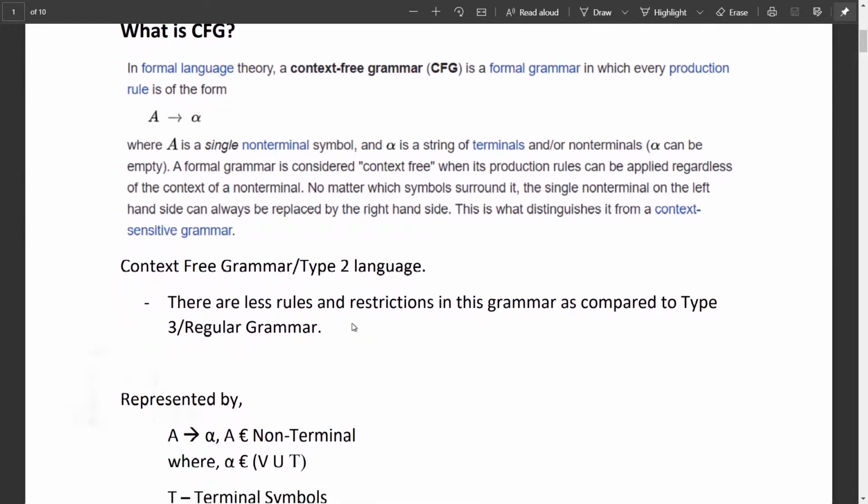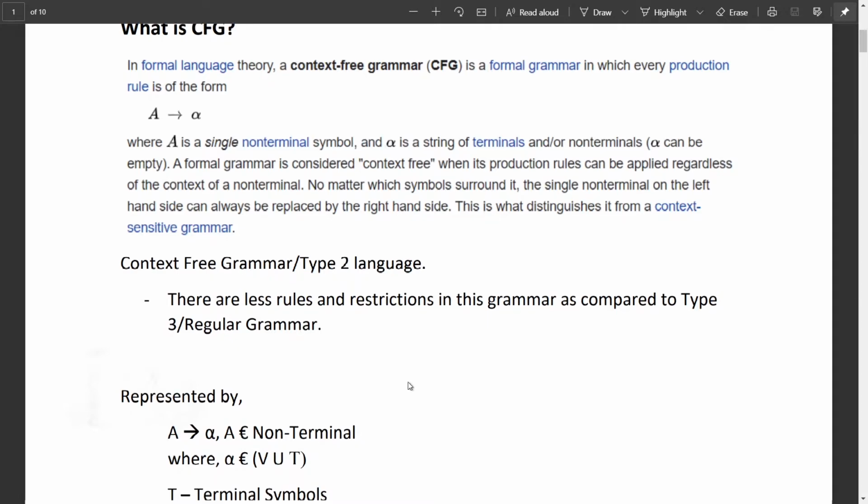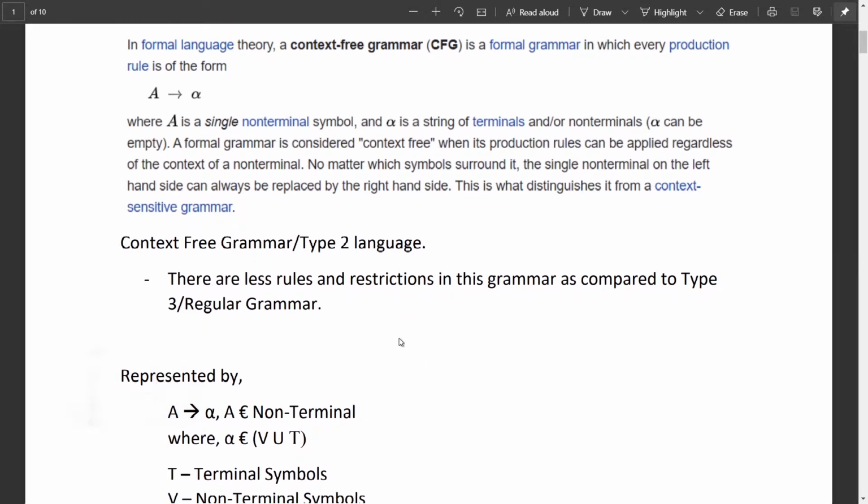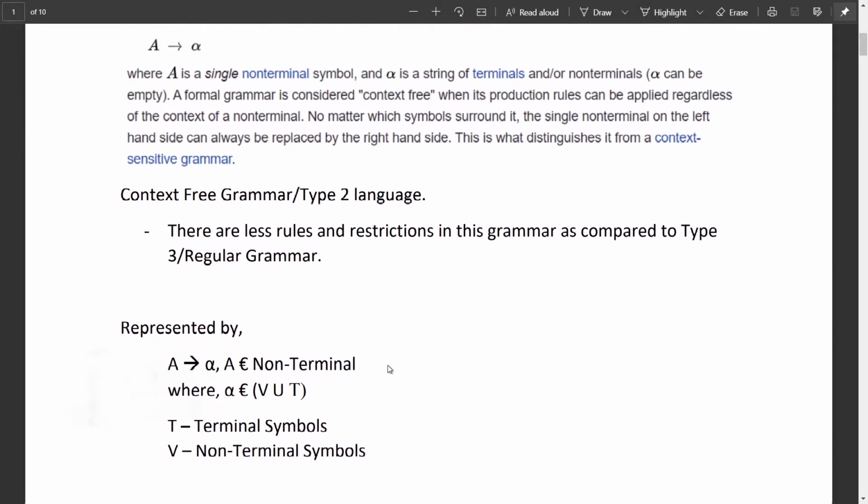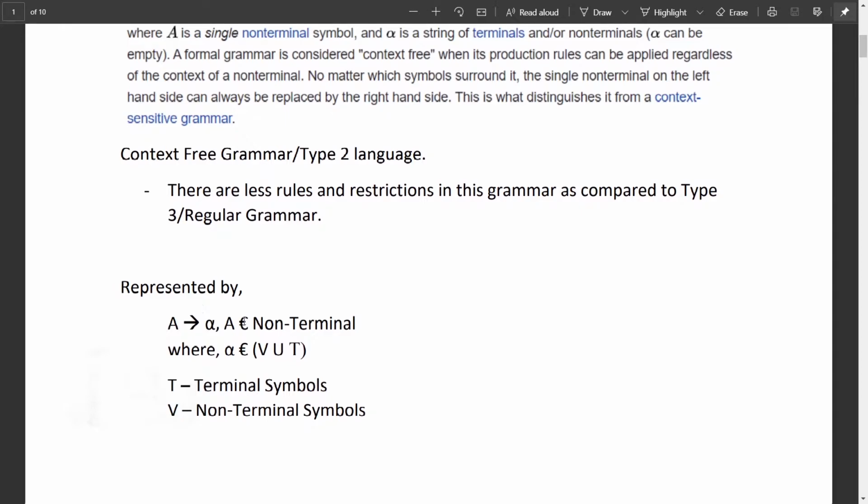So context-free grammar is a type 2 language. And what is a type 2 language? It comes above, it includes the type 3 grammar in the hierarchy. And what is type 3 grammar? That's the regular grammar that's accepted by finite automata and other things, like non-deterministic finite automata, finite state machine and all. So it's represented by A tends to alpha comma a, where alpha belongs to non-terminal or terminal.